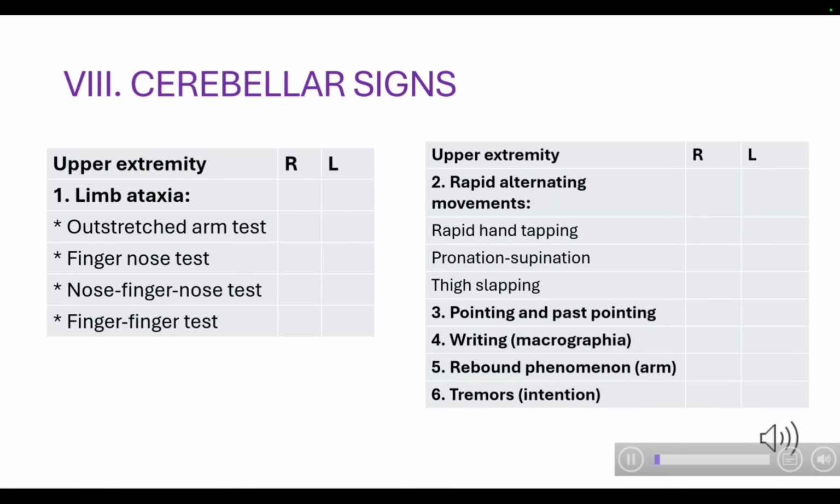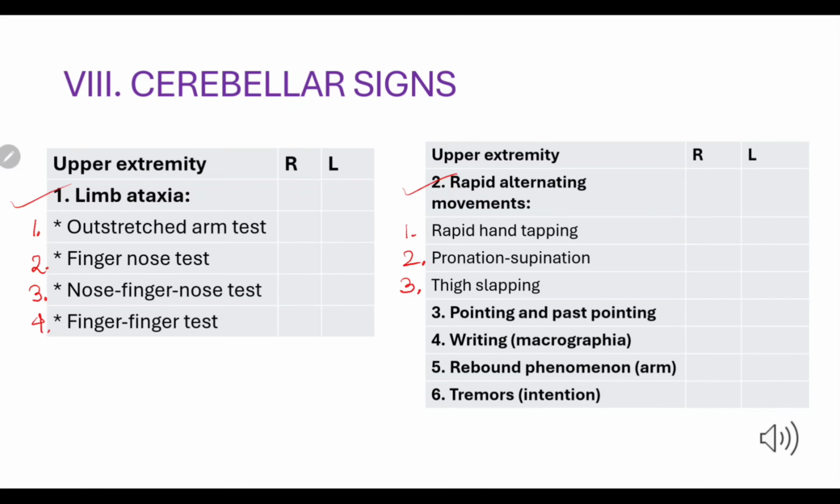Let's look at Pillar 8, that is the cerebellar signs, starting with the upper extremity. To check for limb ataxia, your list contains the outstretched arm test, the finger-nose test, the nose-finger-nose test, and the finger-finger test. We also check rapid alternating movements via hand tapping, pronation supination, and thigh slapping to look for dysdiadochokinesia.